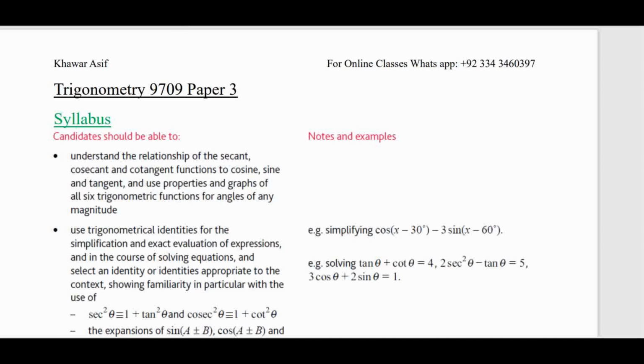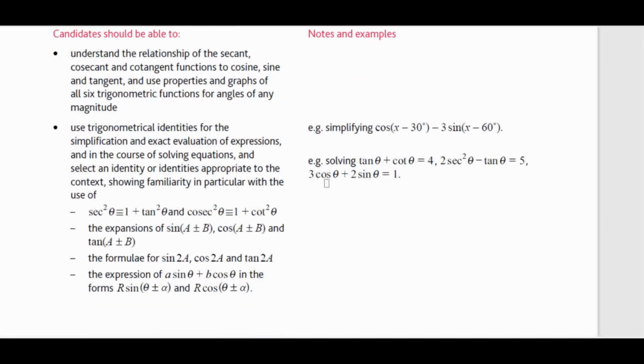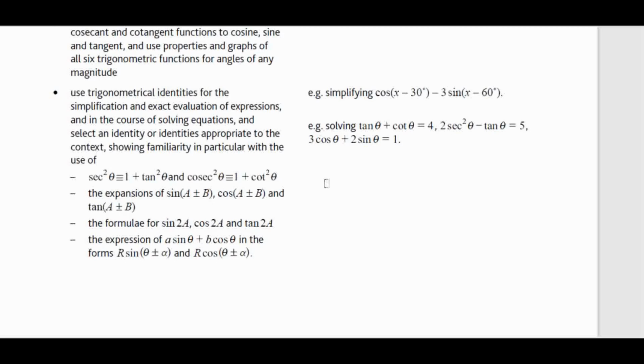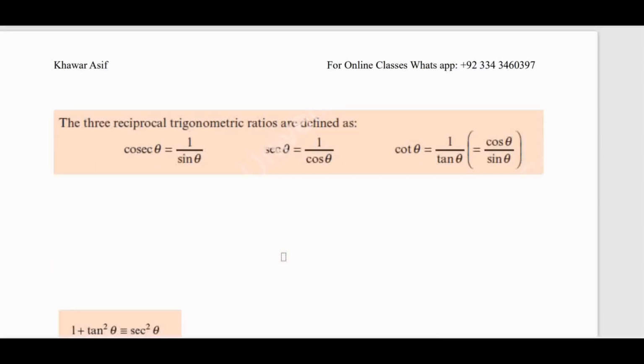Now this is the complete content we have to follow: use trigonometrical identities for the simplification and exact evaluation of expressions and in the course of solving equations. Then we have to use the compound angle formulas, compound angle identities and the double angle identities, etc. This is the content, and let's start the topic.